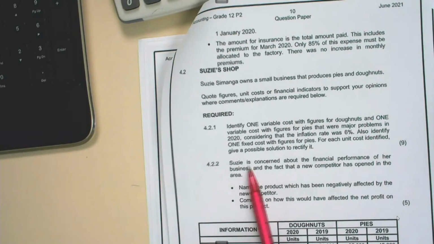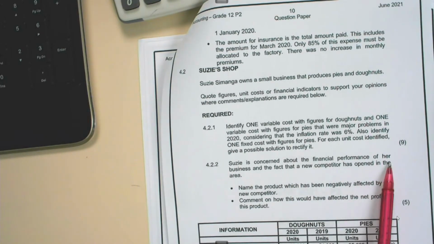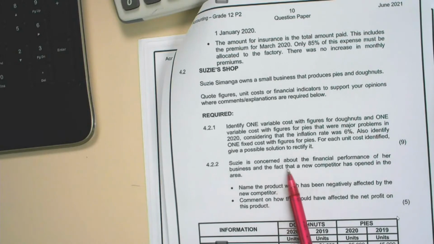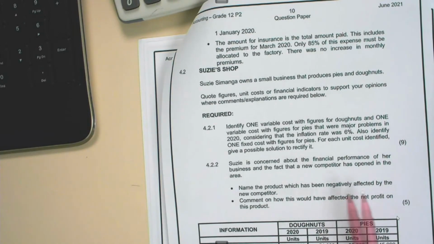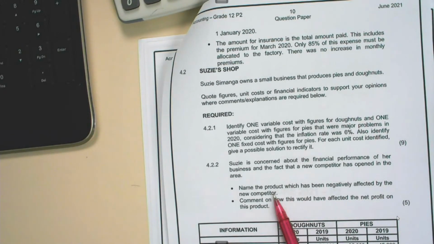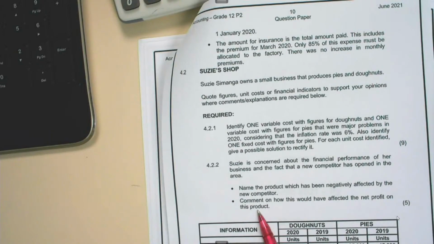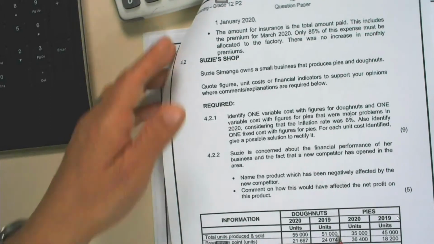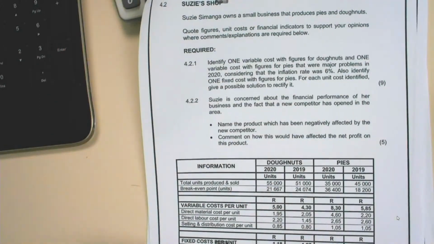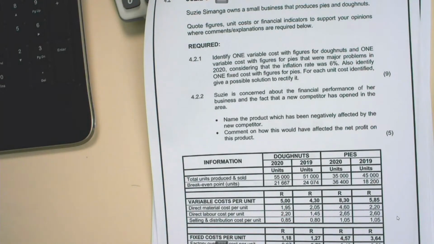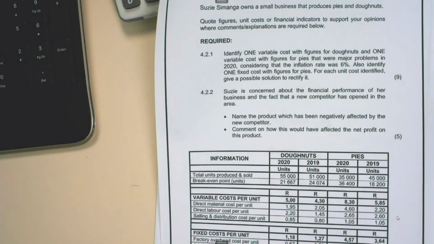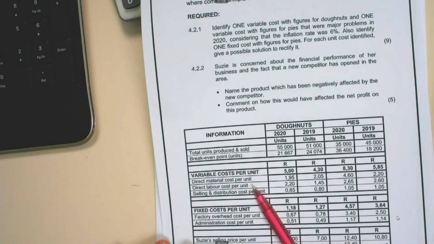4.2.2, Susie is concerned about the financial performance of a business and the fact that a new competitor has opened in the area. Name the product which has been negatively affected by the new competitor. Comment on how this would have affected the net profit on this product. I always tell learners that for these type of questions, you don't look for the answers up there or somewhere. You must find the answers here within the calculation, right?